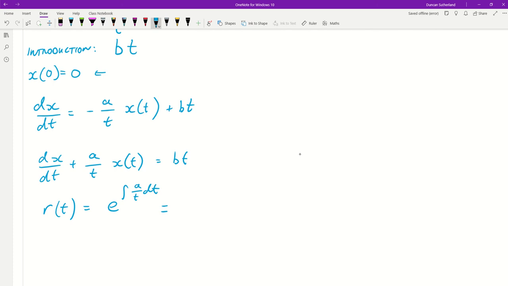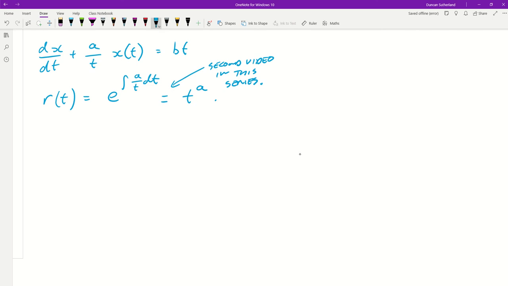I'm just going to jump to what the integrating factor is. If you want the intervening steps, see the second video in this series. So if you're watching them in order, this is the third video and you should already know how to do this. So let's write down our equation multiplied by our integrating factor.